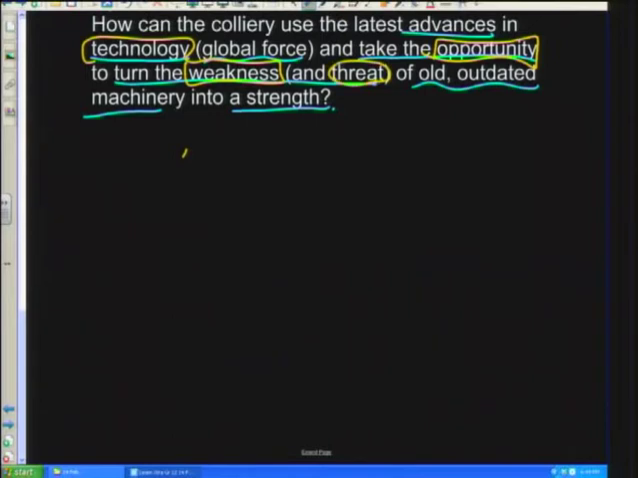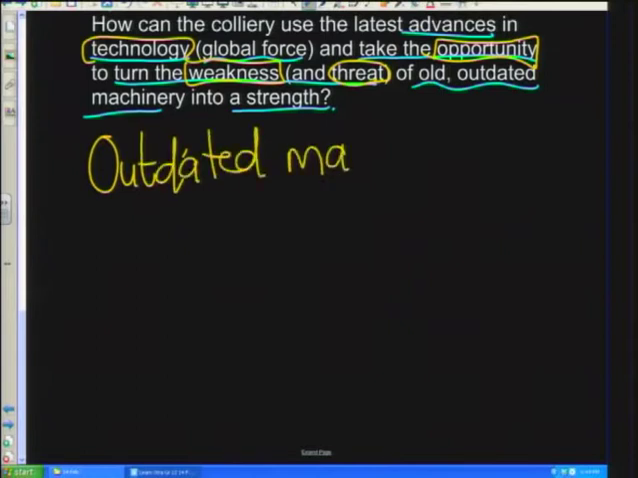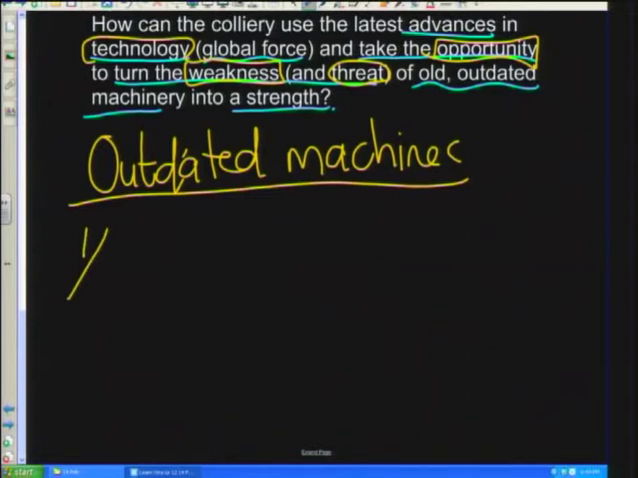So I want to break this down. So how can the colliery use latest advances in technology? The first thing they can do is get rid of their outdated machines. Lots needs to happen with that. So outdated machines. First part here, it's hazardous. The case study tells us that it's dangerous, so it's hazardous.